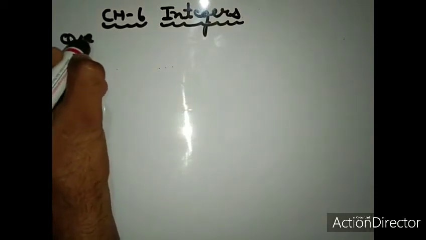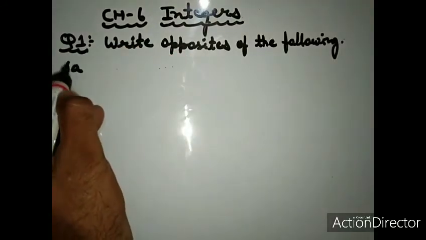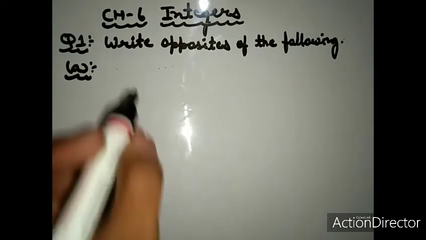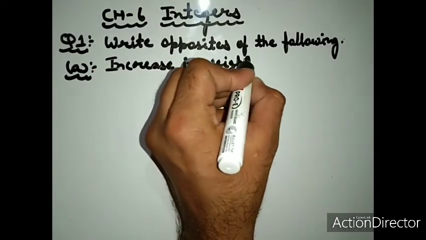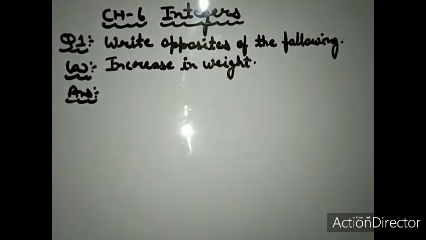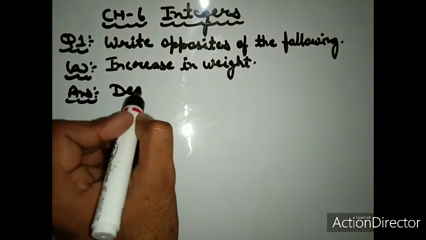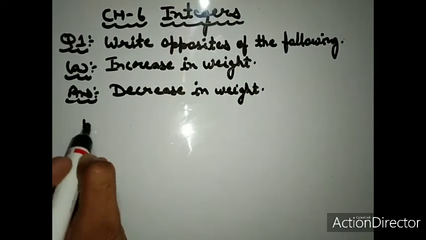Now students, here we take some questions related to your chapter number 6, Integers. Question number 1: Write opposites of the following. The first part of this question: increase in weight. What is the opposite of this statement, increase in weight? Here we write decrease in weight.